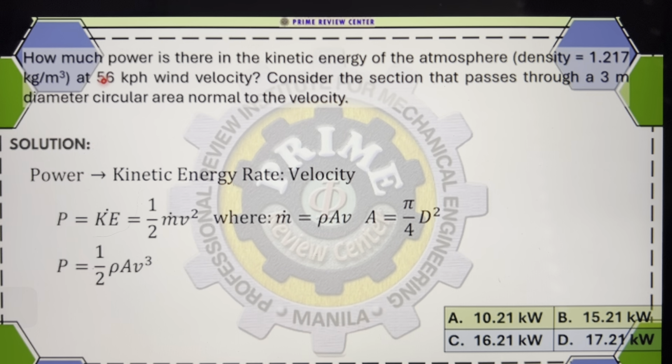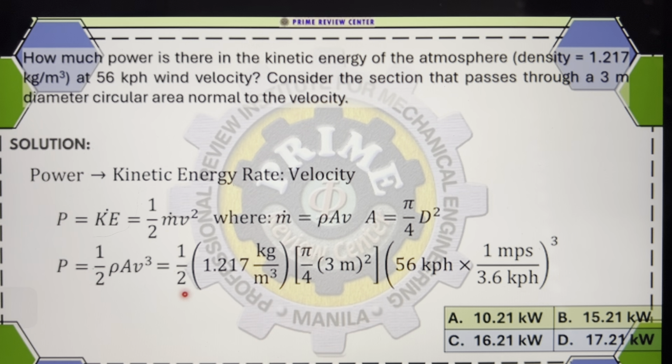Gagawin lang, i-convert yung kilometers per hour to meters per second. Ayan. So, lagay yung values. 1/2 times density, that's 1.217, times area, pi/4, diameter is 3 squared. So, yung velocity, 56 kilometers per hour. Gawin natin meters per second para maayos yung units natin. So, divide by 3.6. So, 1 meter per second is 3.6 kilometers per hour. So, i-cube natin.